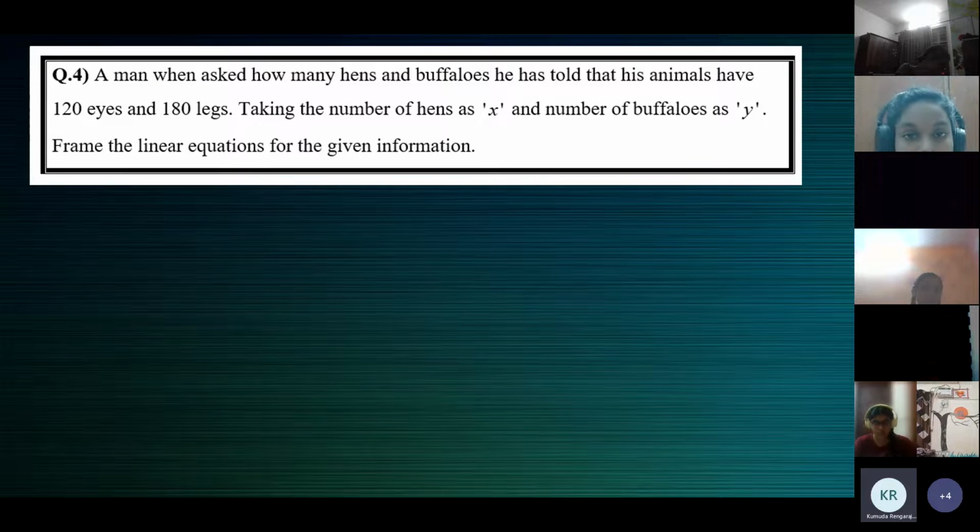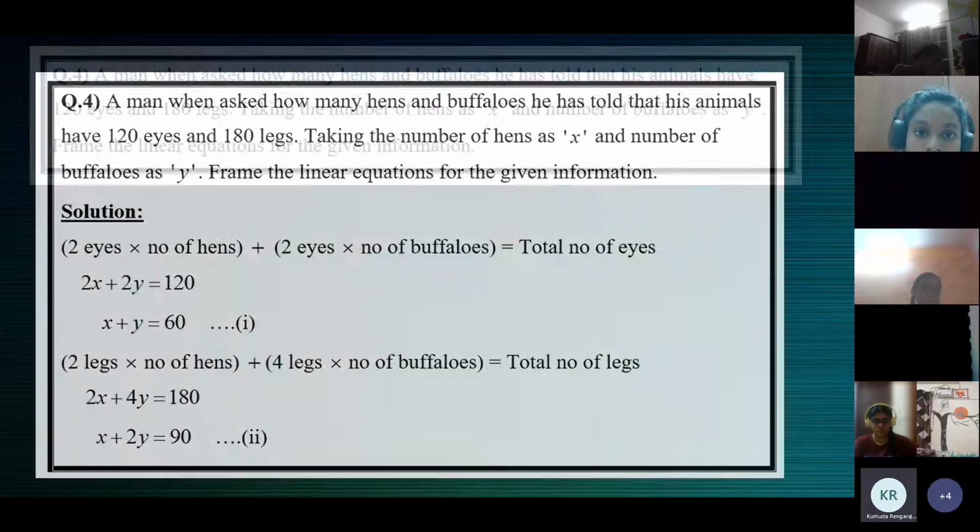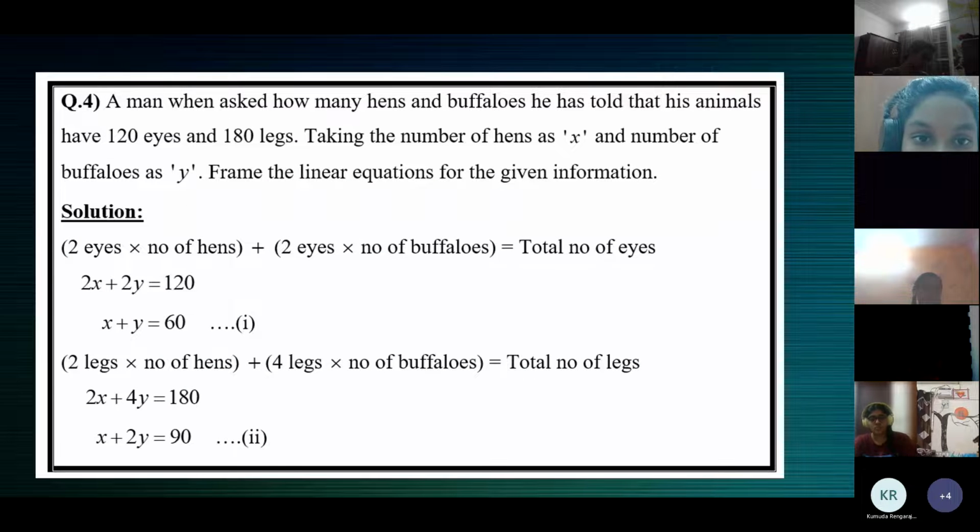So we're done with this. Let me show you the answer. So x and y, they have given you number of hens x, number of buffaloes y. It's about eyes and legs. Hens have 2 legs. Buffaloes 4 legs. 2 eyes. Hens, buffaloes 2 eyes. Legs, hens 2, buffaloes 4.